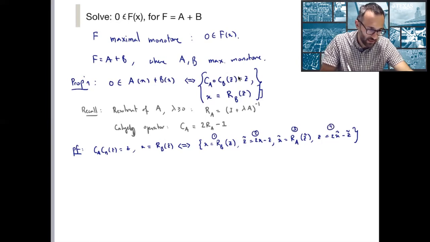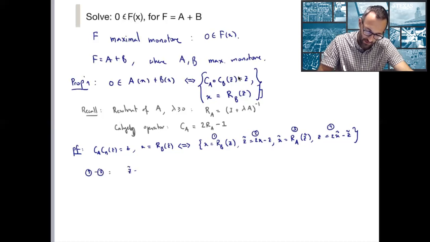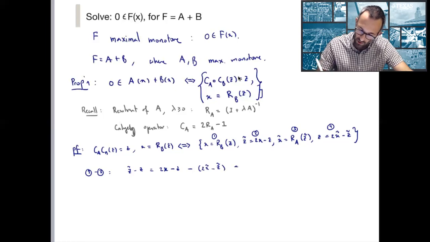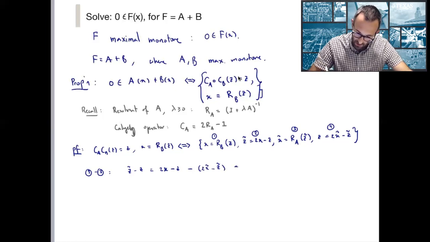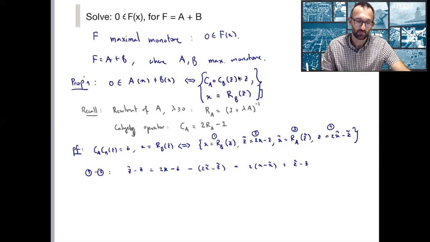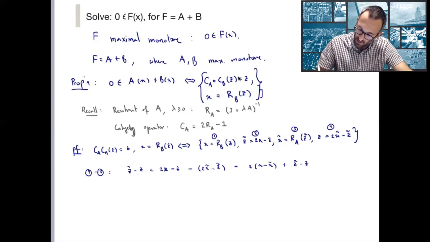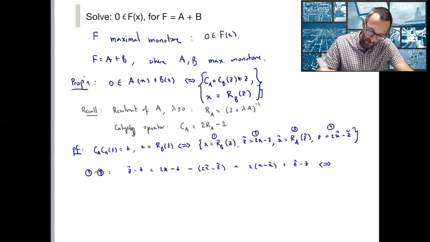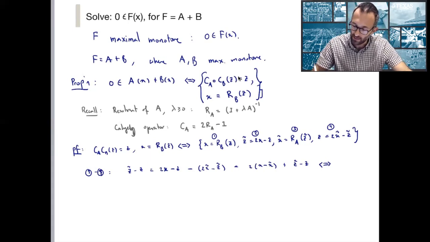If I subtract 2 minus 3, I get that Z tilde minus Z is equal to 2X minus Z minus 2X tilde minus Z tilde, which is equal to twice X minus X tilde plus Z tilde minus Z. And from this, we conclude that if 2 and 4 hold, then X is equal to X tilde.